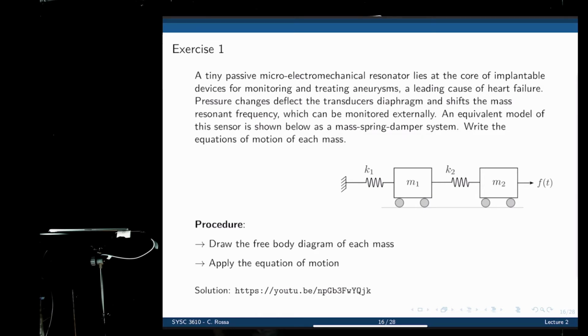So here we have a tiny micromechanical resonator that allows the core of implantable devices for monitoring and treating aneurysms, a leading cause of heart failure. Pressure changes deflect the transducer's diaphragm and shift the mass resonance frequency, which can be monitored externally.